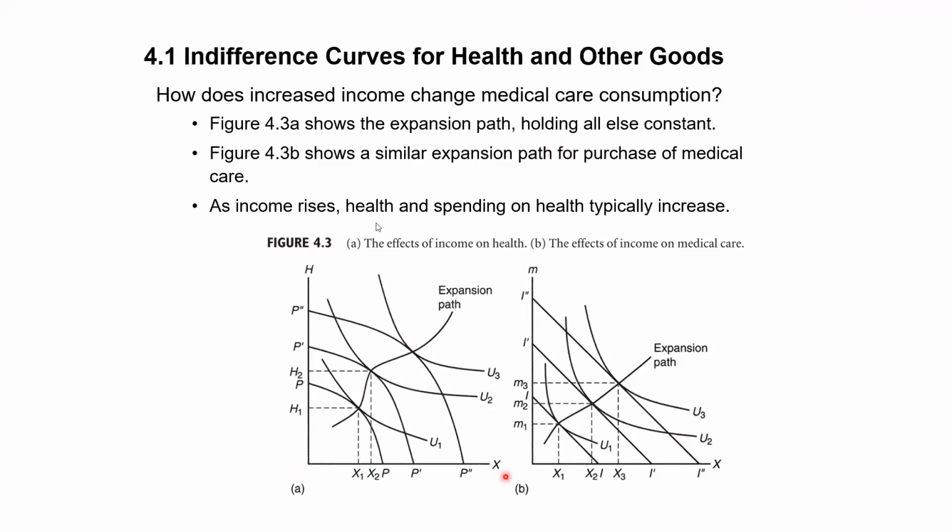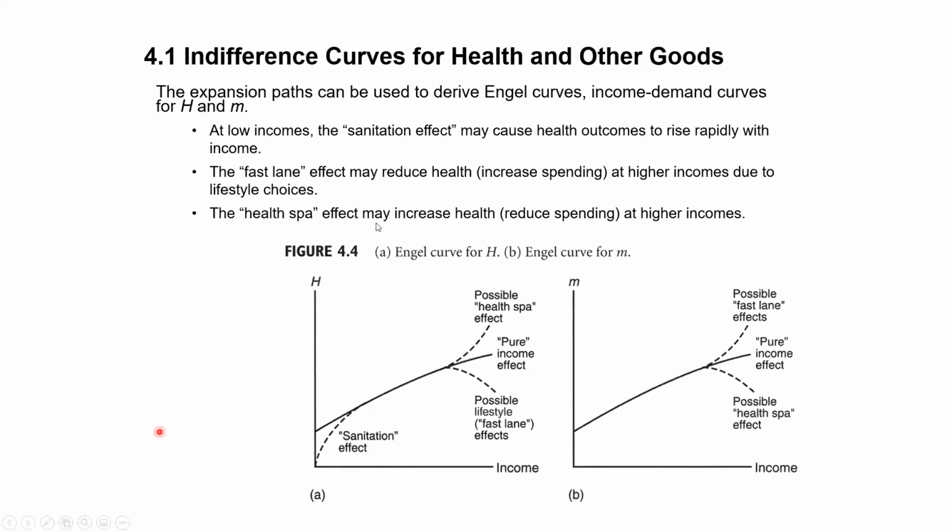But generally, when we look at our income levels, you would have a correlation of higher income to higher consumption of goods and medical services as well. So the expansion path that we saw earlier can be used to derive what we call Engel curves. Engel curves are your income demand curves, no? So as your income increases, you will see that the demand for health services will also increase, no? There's a demand for health.